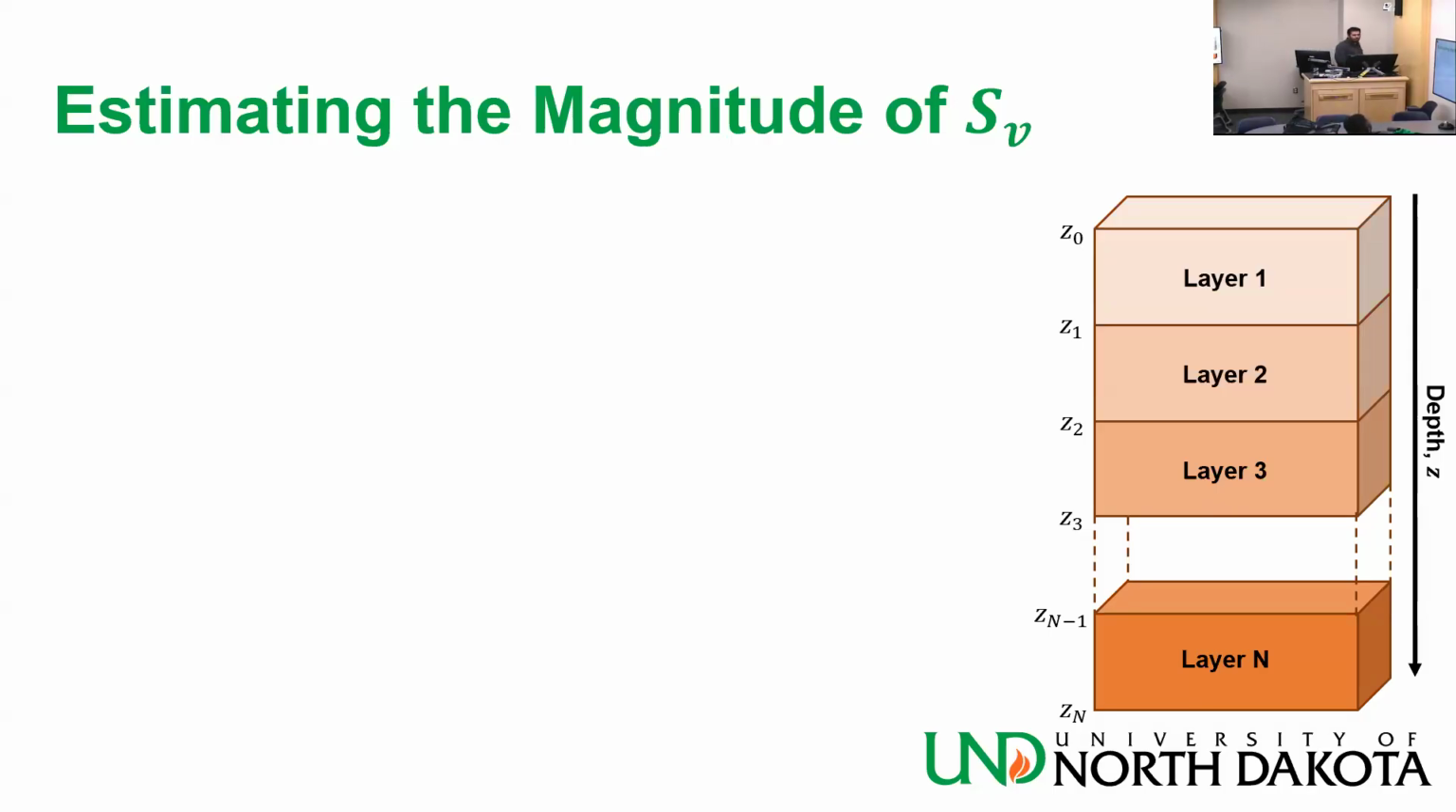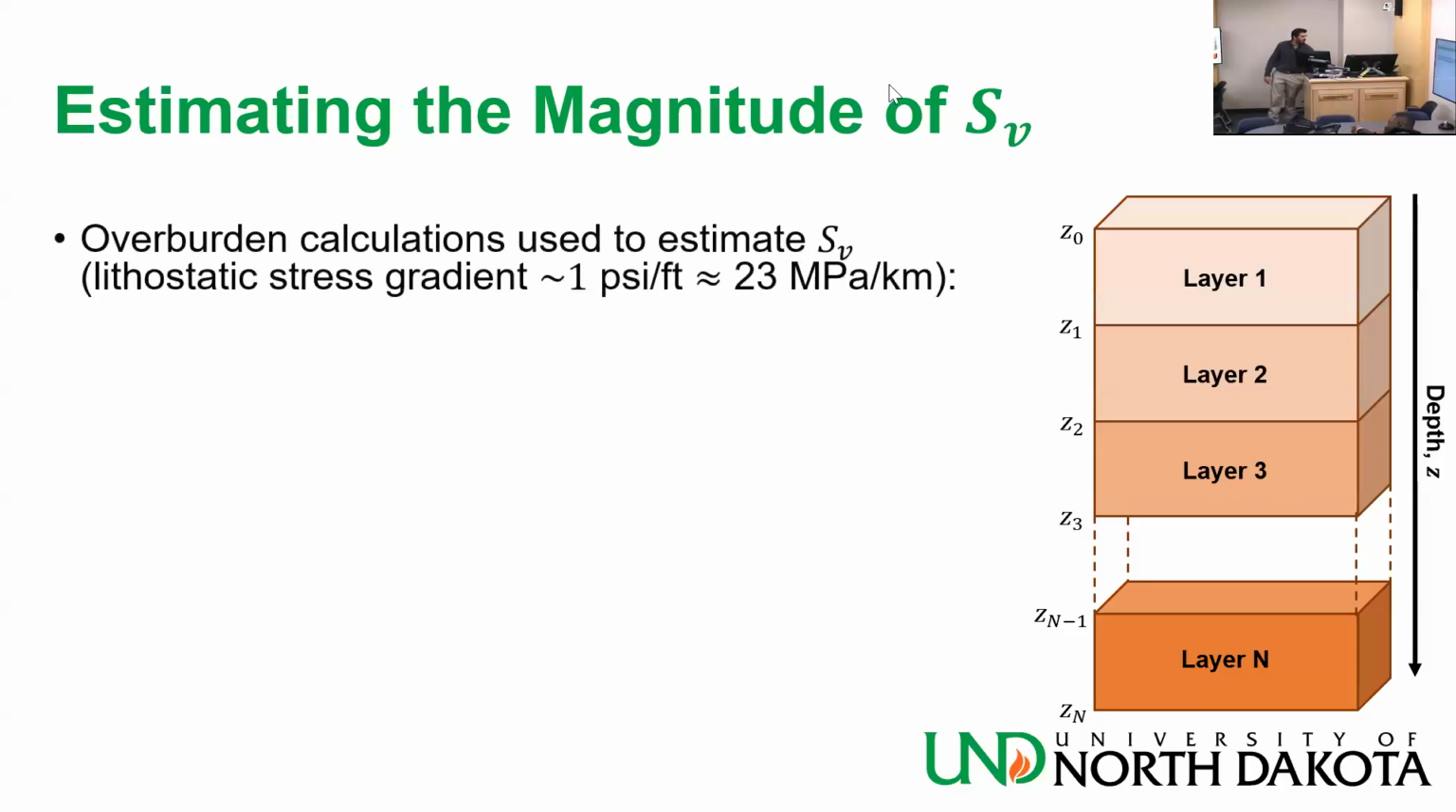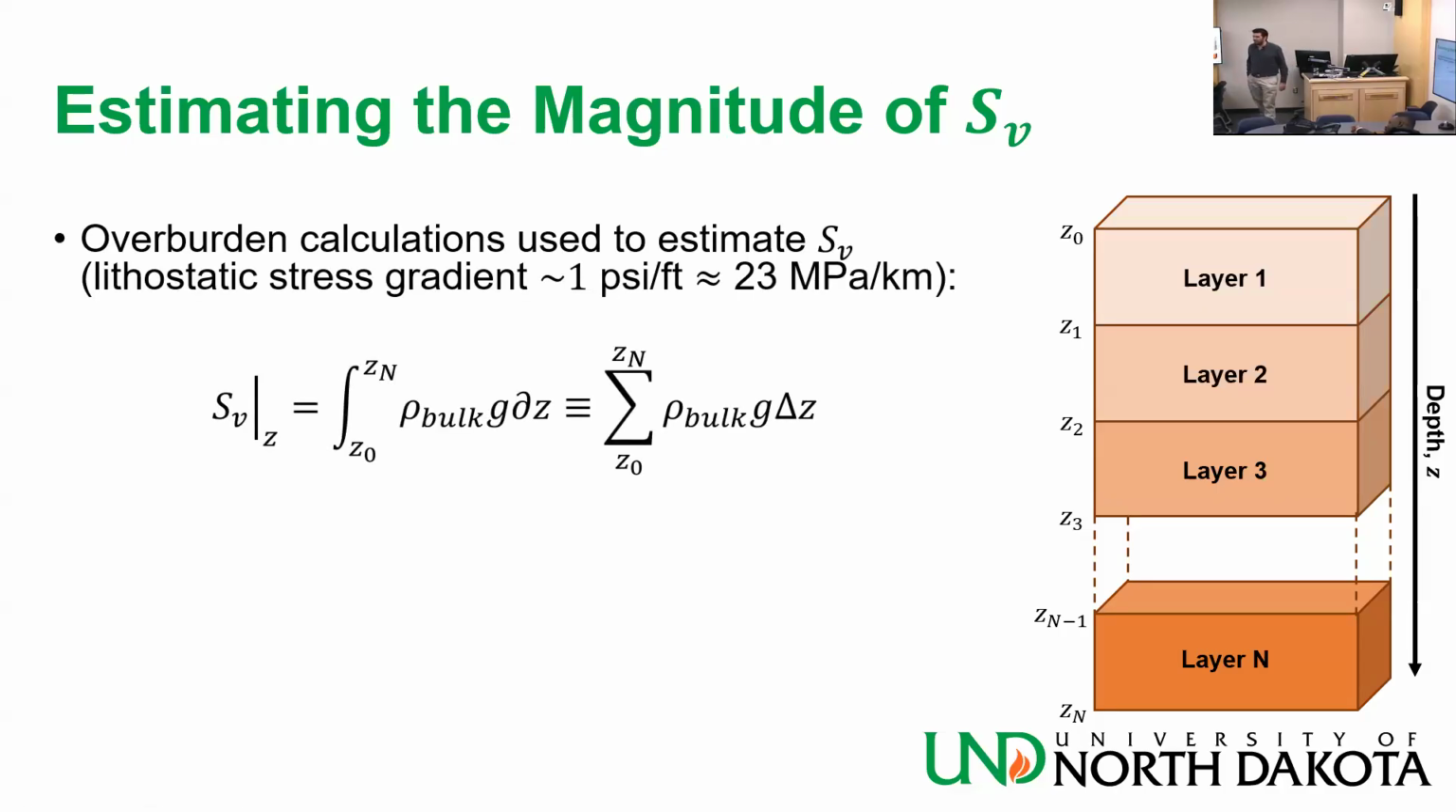Now, how do you estimate the magnitude of SV? That's basically what I said earlier. You need to estimate the mass of the rock above you. You may have some indication of the density of the layers above you and their depth or thickness. And basically, you are solving this integral. I take the density of layer 1, multiply by the thickness, and then add to it the density of layer 2 multiplied by its thickness, and so on and so forth.